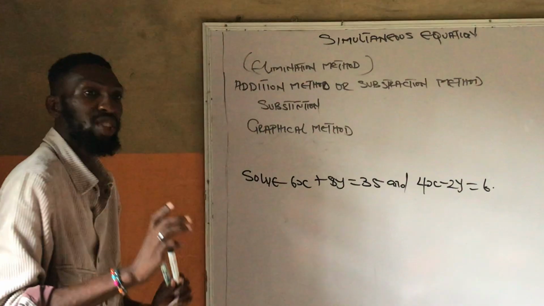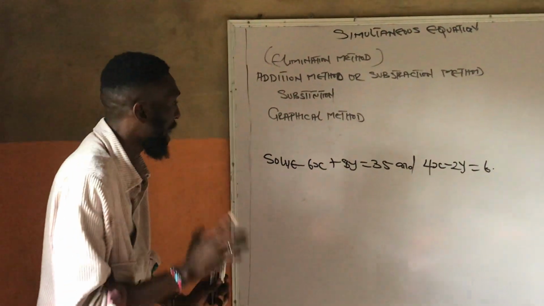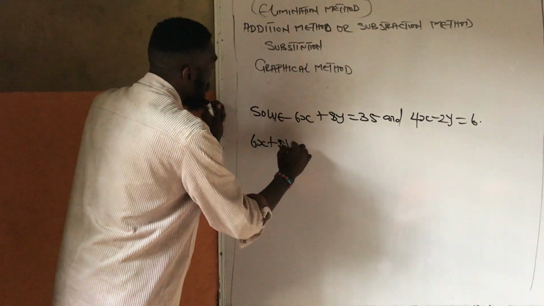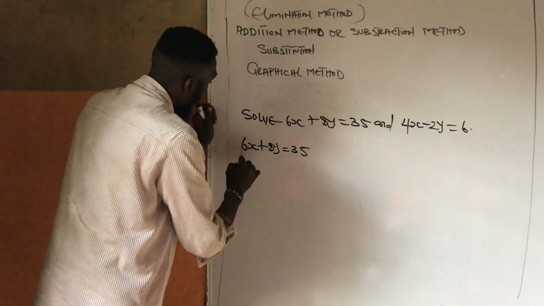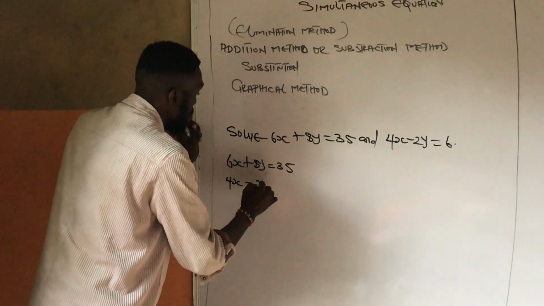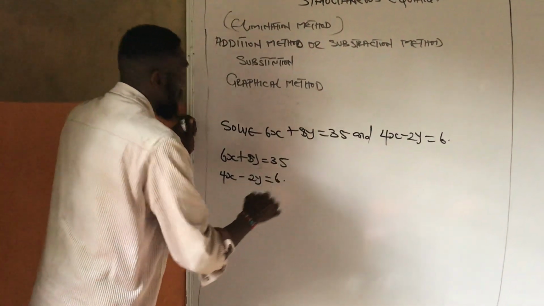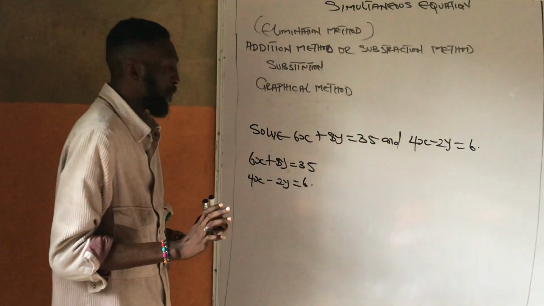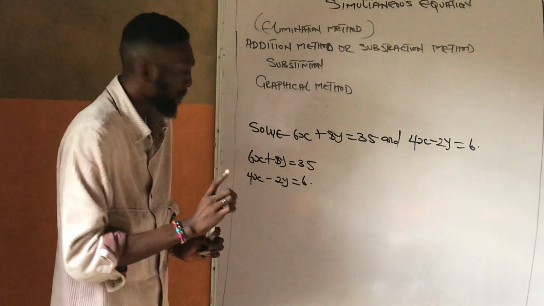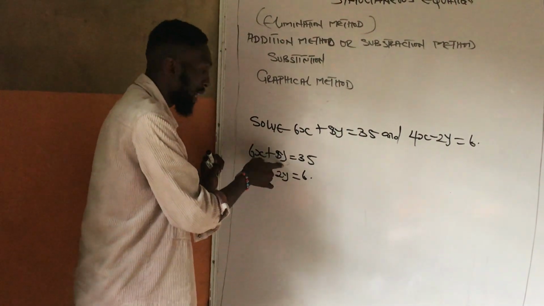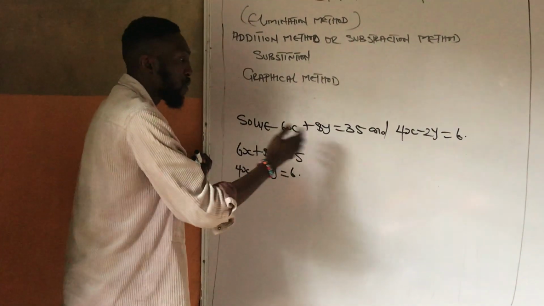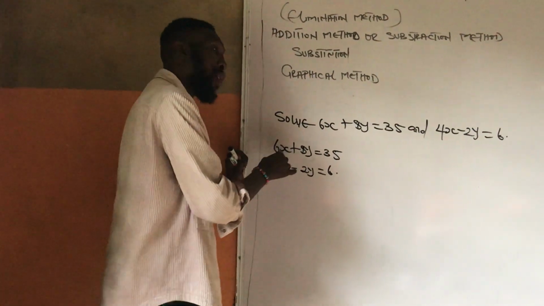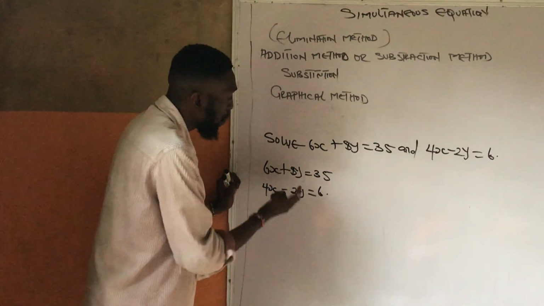Then how do you start? You need to set it up properly. Then I'm going to start with 6x plus 8y equals 35, and 4x minus 2y equals 6. Now I've set it up properly. Now what am I going to do now? The next step for you to do is to find a coefficient. Because you want to use y to get x. Because there are two unknowns here, which are x and y. So first of all, you want to use y to get x. Or you can also use x to get y. But today I'm going to be using y to get x.